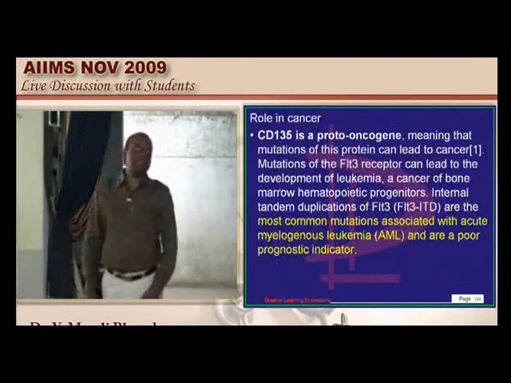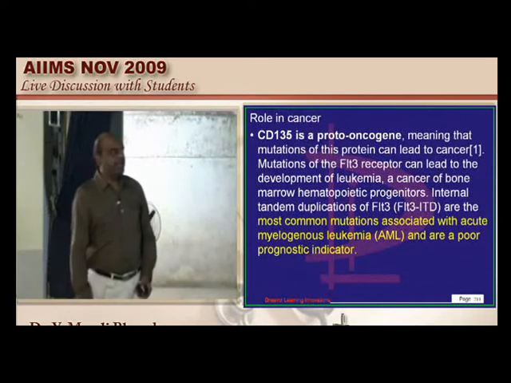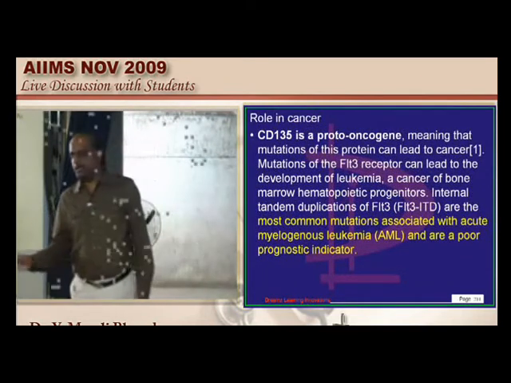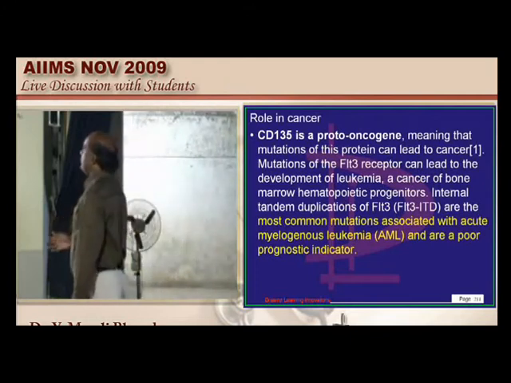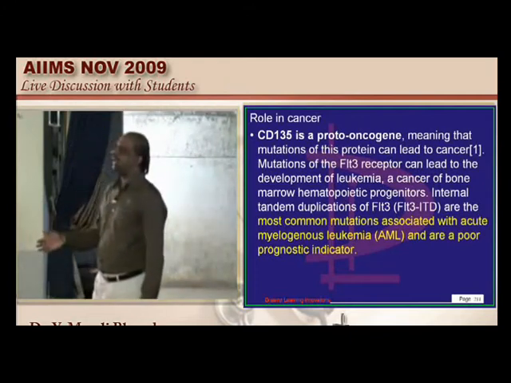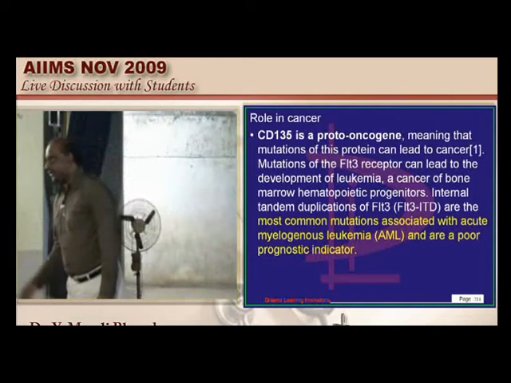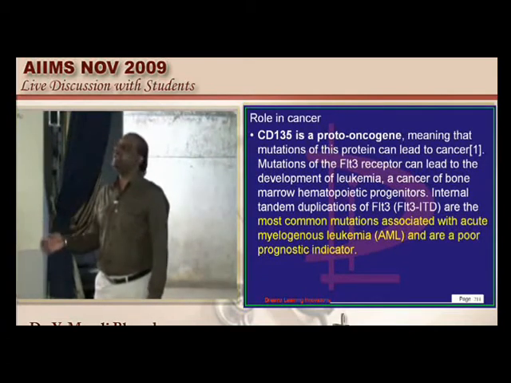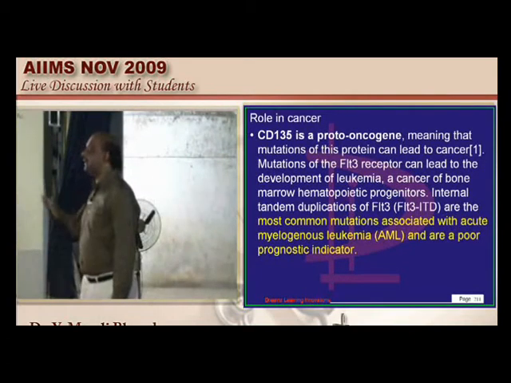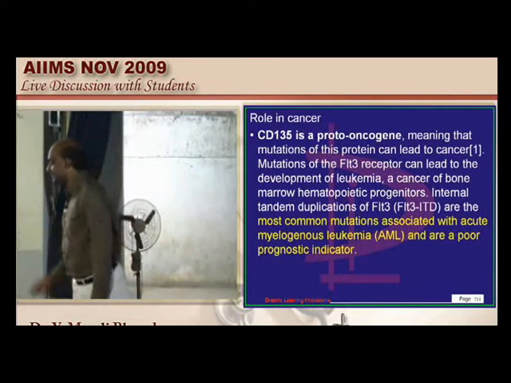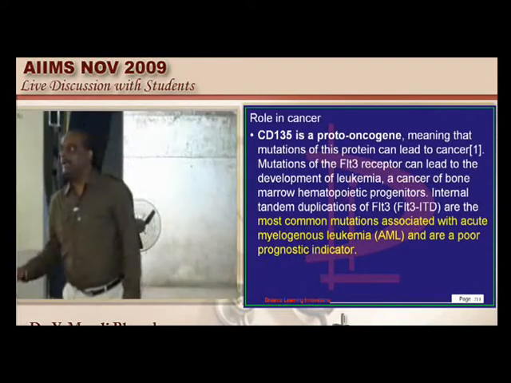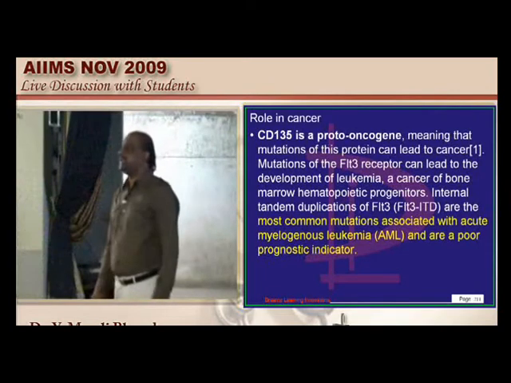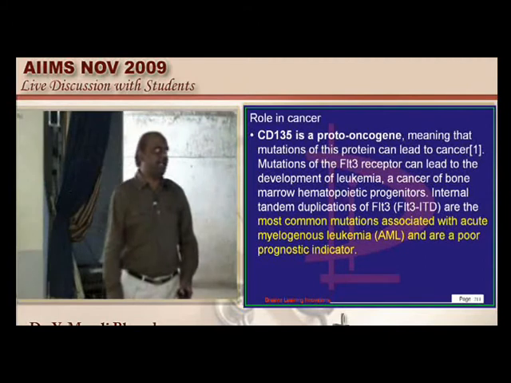And what is the importance of CD135? Typically in acute myelogenous leukemia, the presence of a mutant form of CD135 is a marker of poor prognosis. So that is the importance of CD135. It is not a B cell marker, it is a progenitor marker. Undifferentiated progenitor cell, the totipotent cell, before becoming a T or B cell, its marker is CD135, which needs to be remembered.